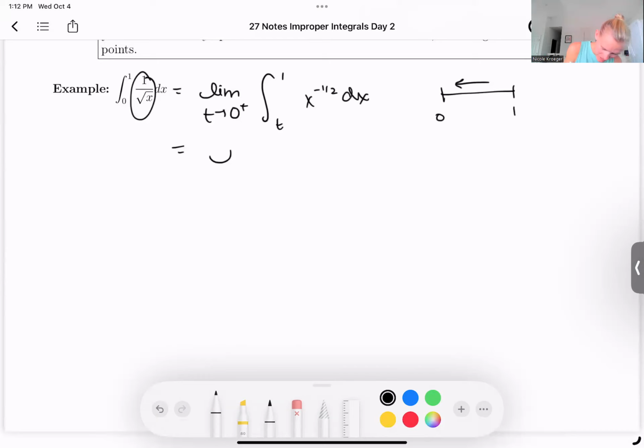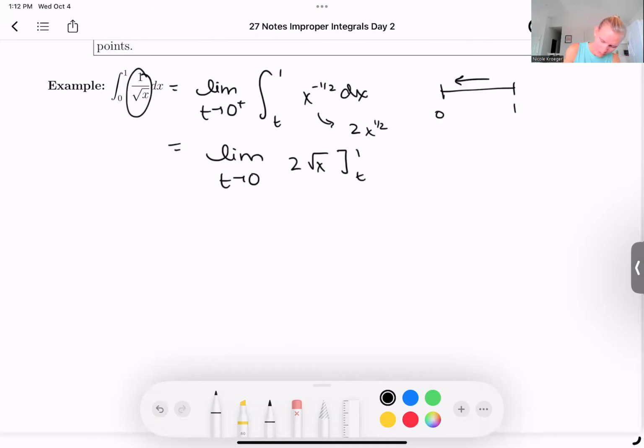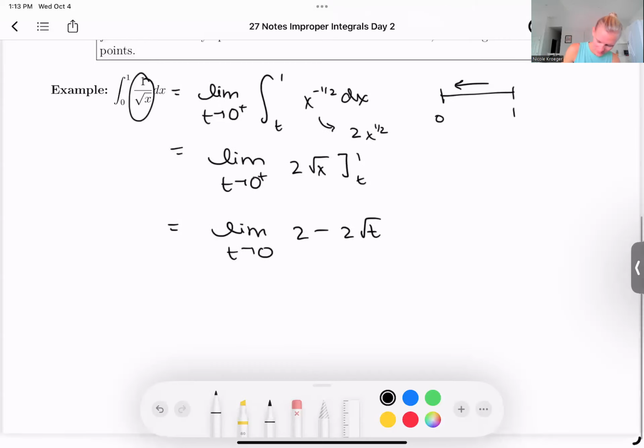Now we anti-differentiate. We're going to add 1 to the exponent, so we get x to the 1/2 times 1 over 1/2, which is 2. That's the same thing as 2 root x. We plug in our 1 and our t, so we plug our 1 in first. Square root of 1 is 1, so we have 2 minus 2 root t. And sorry, I should be writing my right-hand limits here. As t approaches 0, whether it's from the left or from the right, square root of t is going to be 0. So this whole thing will be 2. So that integral converges to 2.